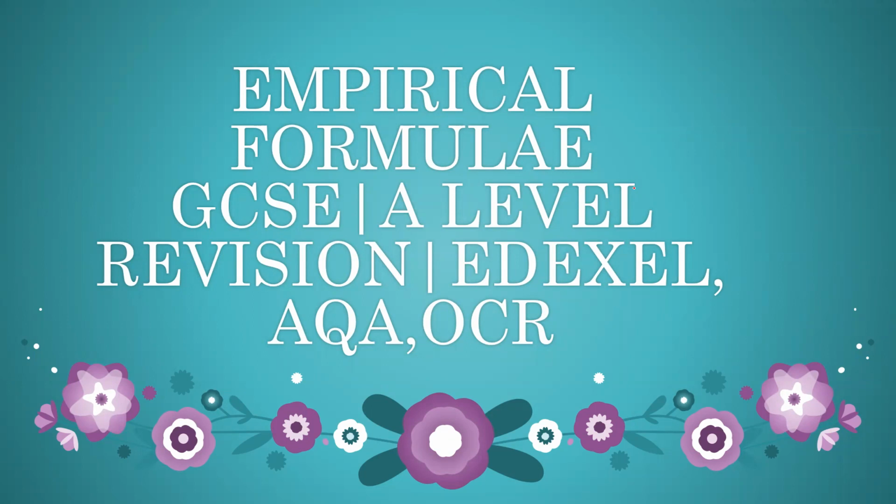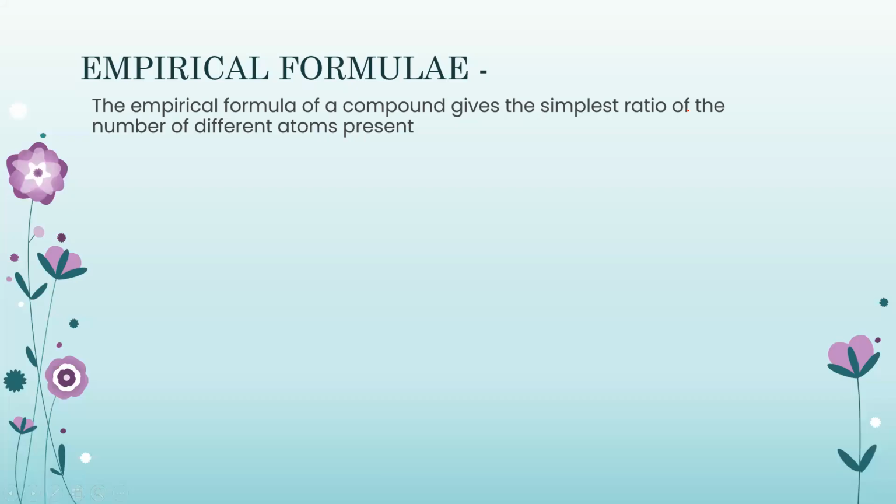So today we will discuss some questions on empirical formula which would be important for your GCSE and also A level. First, they ask few questions regarding empirical formula in A level too. Okay, so first of all, what is an empirical formula? The empirical formula of a compound gives the simplest ratio of the number of different atoms present. So it is the simplest ratio of the number of atoms present in a compound.